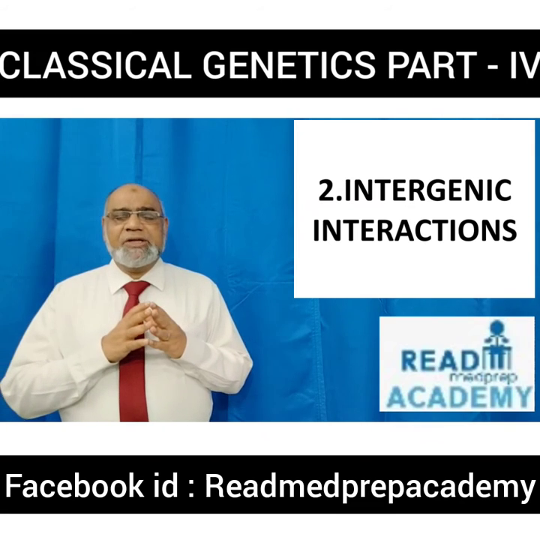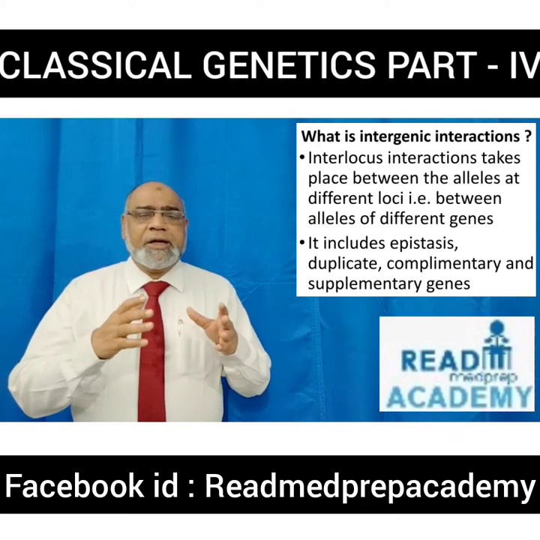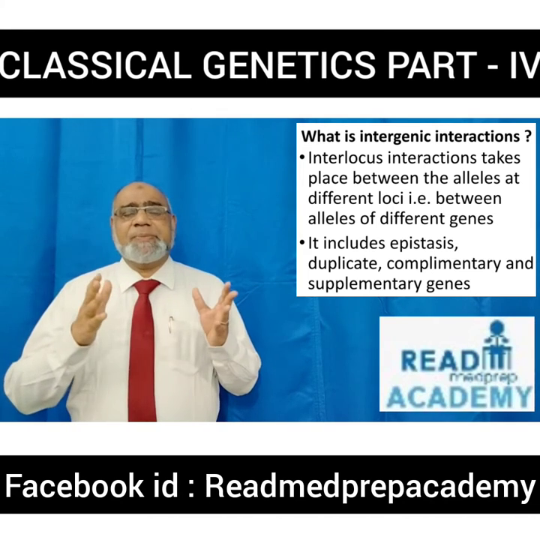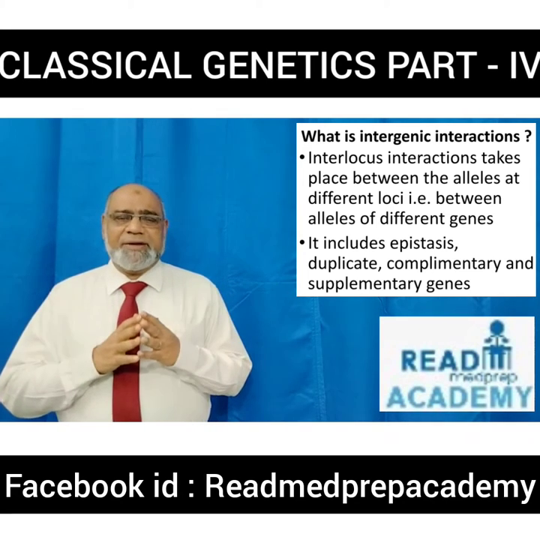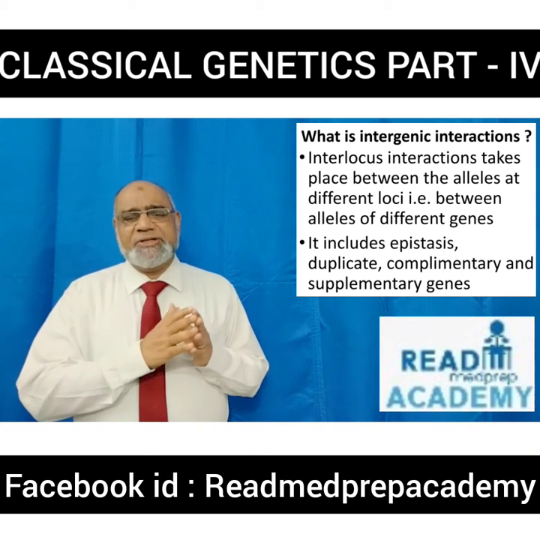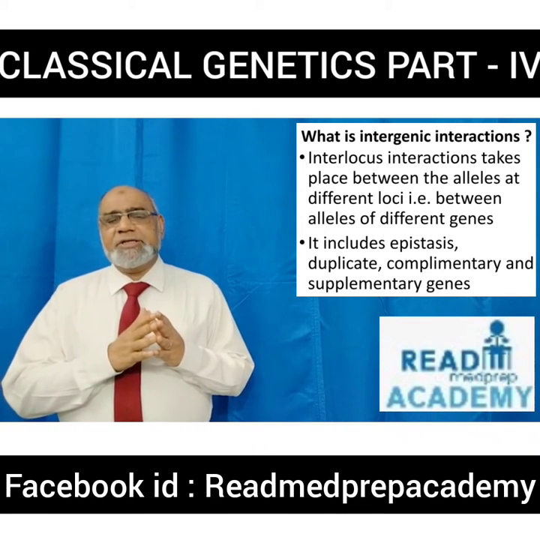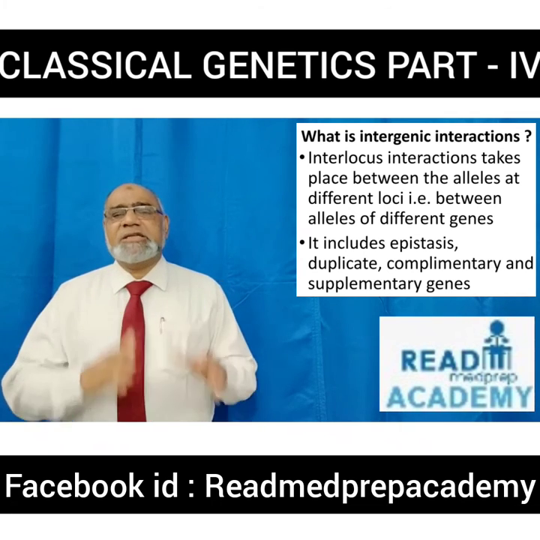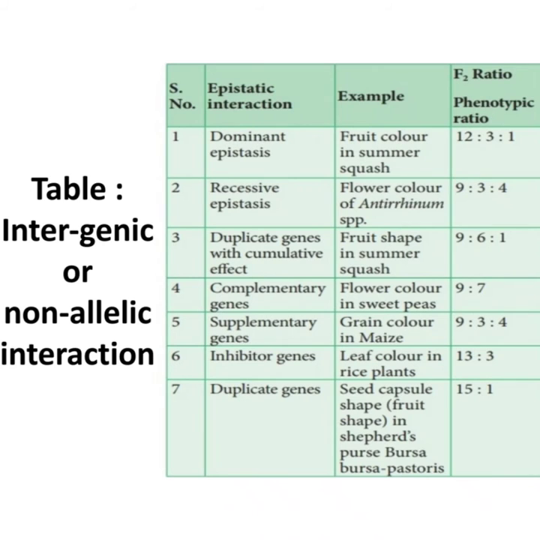Now, what are intergenic interactions? Interlocus interactions take place between the alleles at different loci, between alleles of different genes. It includes epistasis, duplicate genes, complementary genes, and supplementary genes. Now, this table sums up the intergenic or non-allelic interactions.